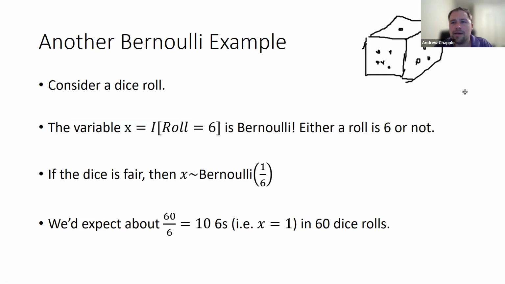And just to be clear, probabilities are expressed between 0 and 1. But if you multiply by 100, you'll get a percentage. So don't be afraid of a 0.5 probability. It's just a 50% chance.